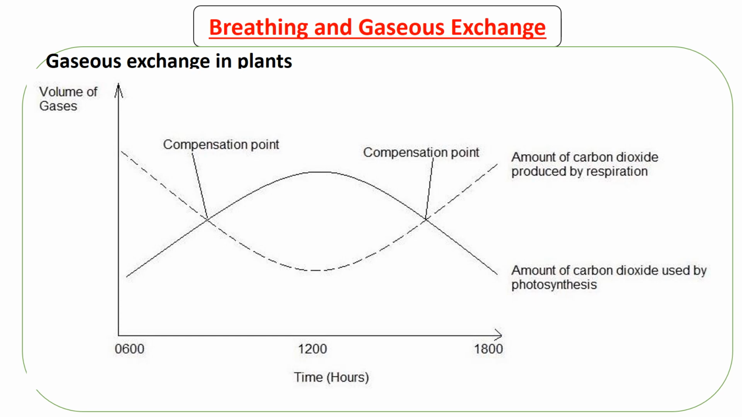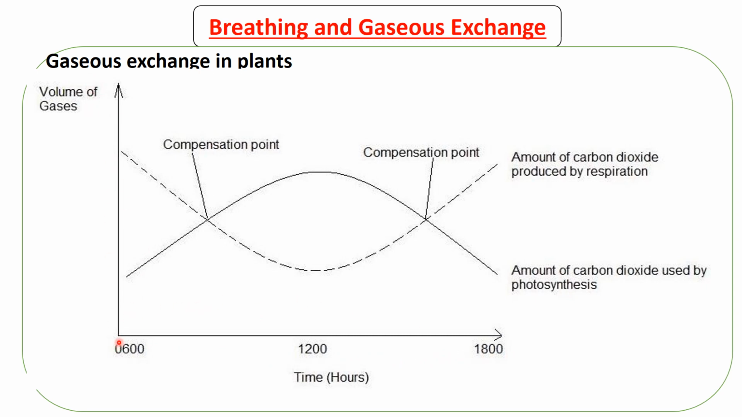I'm looking for my pointer. Okay, here it is. This dotted line here shows the amount of carbon dioxide produced by respiration. By this it means the amount of carbon dioxide in the atmosphere that is produced by respiration. This solid curve here is the amount of carbon dioxide that is used by photosynthesis. Here is the progress of time during the day, and here are the volumes of gases.